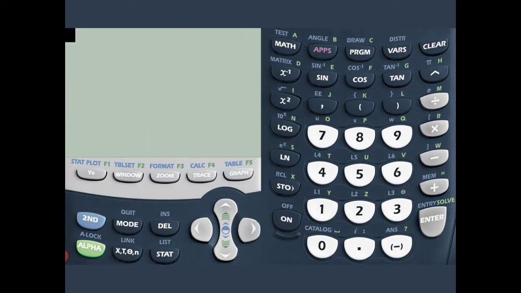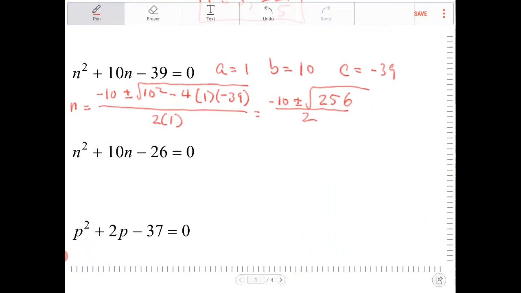So I want to jump to my calculator. See how sometimes math teachers need calculators too. And just so that everyone knows, my Achilles heel is computation. I can't do simple math in my head. So it is in fact 16. So we're going to go back over here. This is in fact negative 10 plus or minus 16 over 2, and this simplifies down to negative 5 plus or minus 8. So this is going to be negative 13 or positive 3. So n is equal to negative 13 or positive 3.